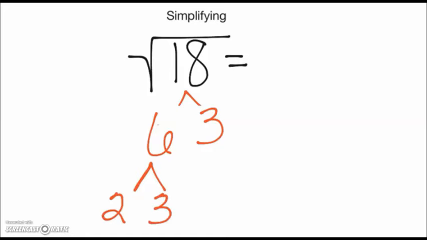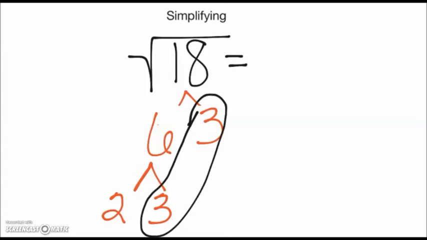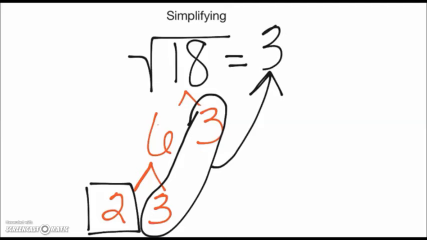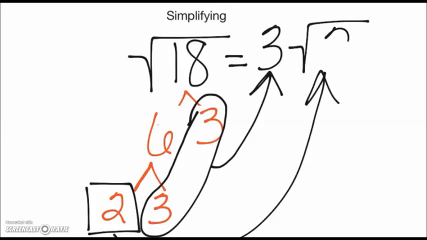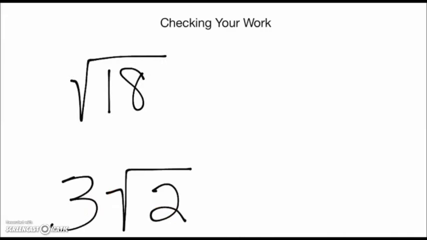And you're going to notice I still have a pair of 3s at the bottom of the factor tree. So these 3s can still be a pair because they are at the bottom of the factor tree. I still have a 2 left over by itself. So I can still pull out a 3. It goes on the outside here. And I still have a 2 that has to stay on the inside of the radical because it doesn't have a pair.